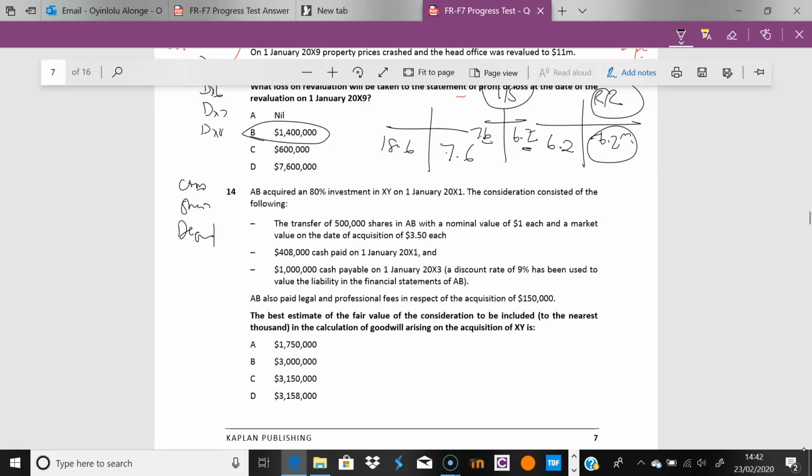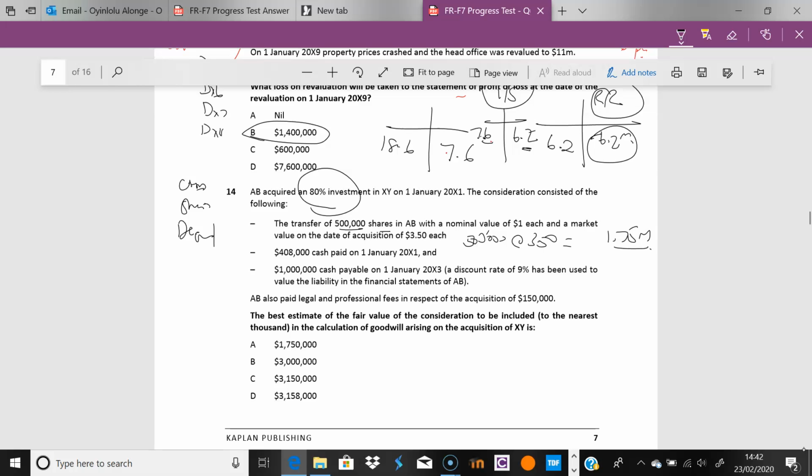It says you have a transfer of 500,000 shares at market value, so you have paid for this investment. What is your consideration? 500,000 shares at £3.50 each. So 500,000 times £3.50 takes us to 1.75 million. That's the first one.